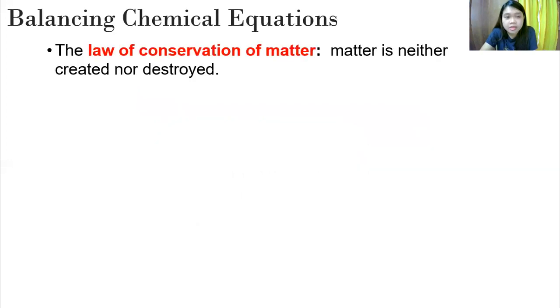Okay. Now let's go into the concept of balancing chemical equations. In balancing chemical equations, there is a law that we follow, for us to have a guide in balancing the right number of atoms present in a chemical equation. This law is termed the law of conservation of matter. It states that matter is neither created nor destroyed.